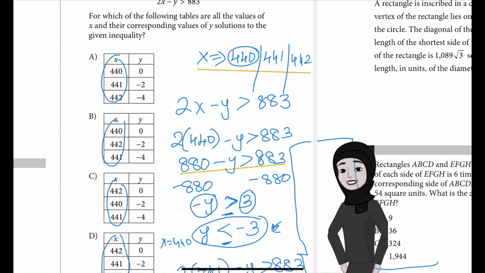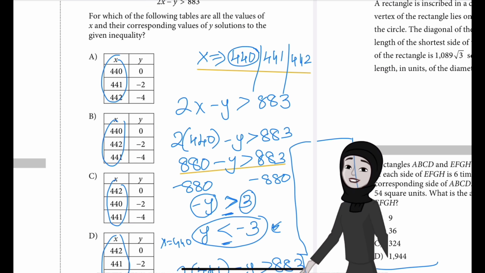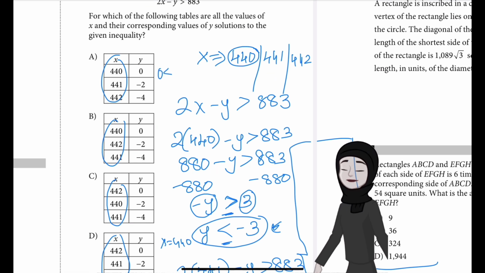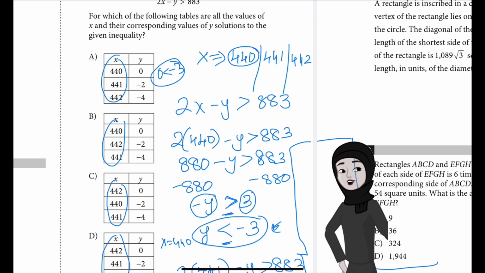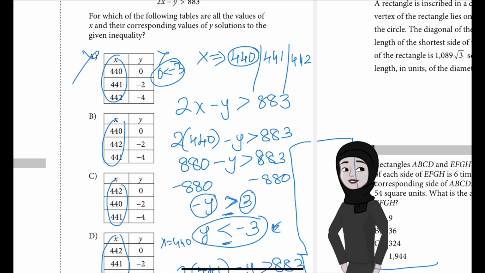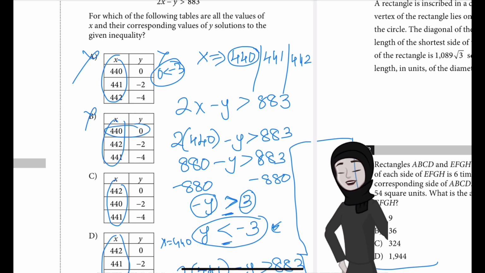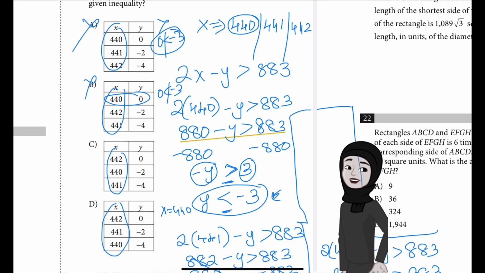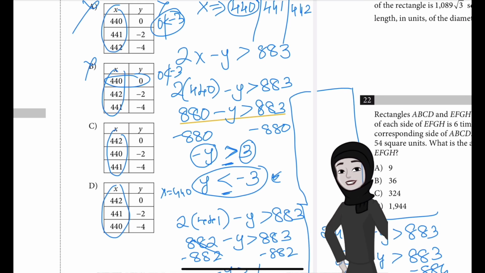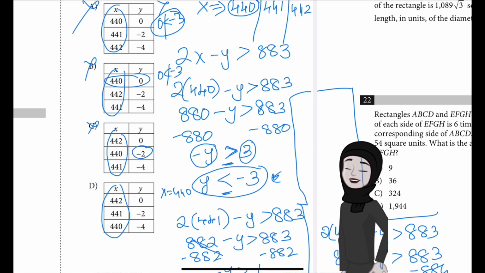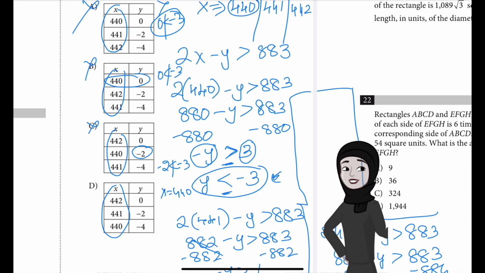In answer choice A, for x as 440, we are getting y as 0. Is 0 less than negative 3? No, 0 is greater than a negative number. So answer choice A is not correct. In the same way answer choice B, for 440 we are getting 0. 0 is not less than negative 3. So B is also not correct. Then answer choice C, for 440 we are getting negative 2. Negative 2 is not less than negative 3. Negative 2 is in fact greater than negative 3. So that is also not correct.